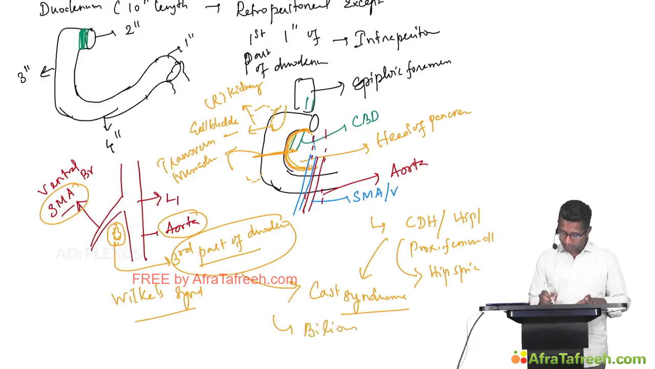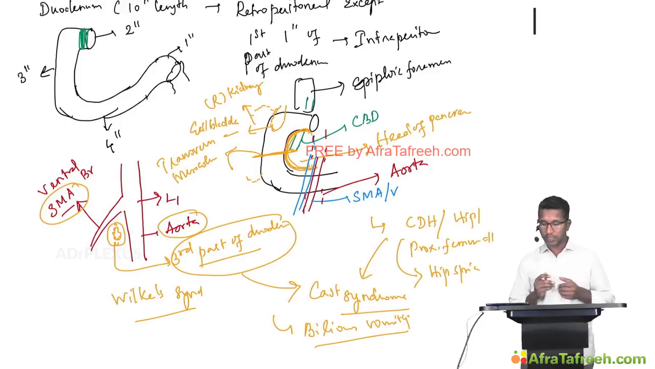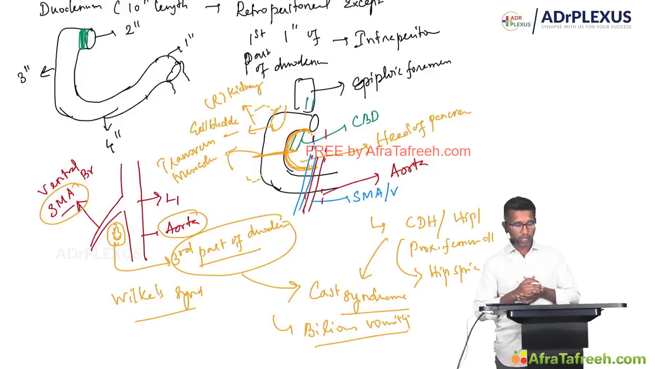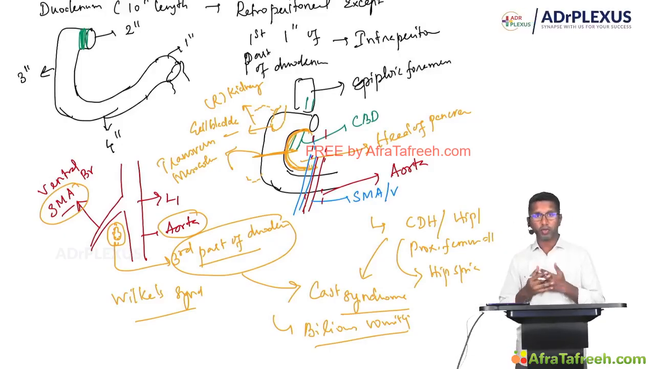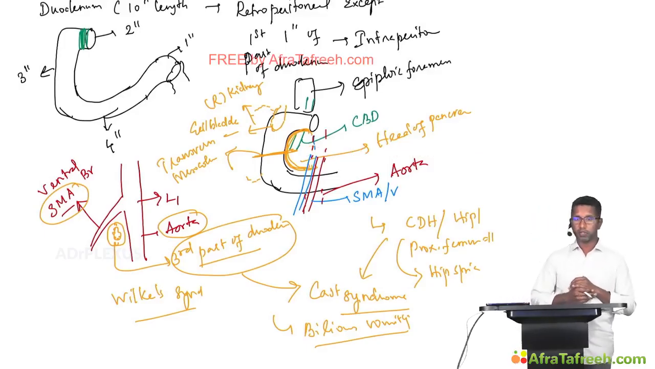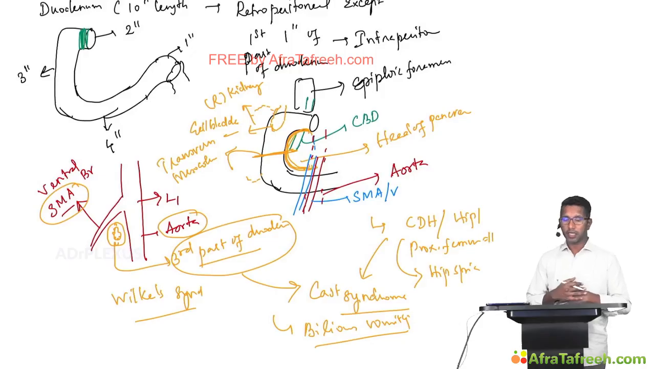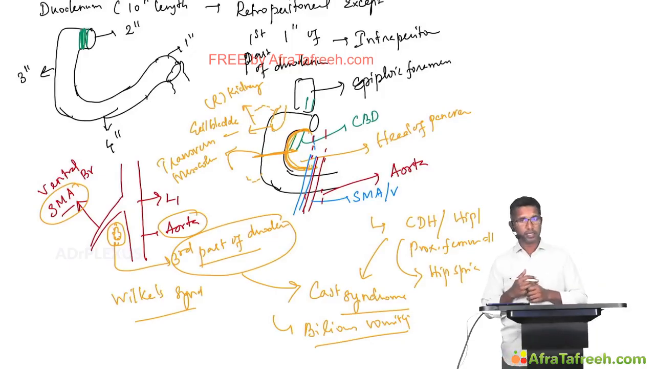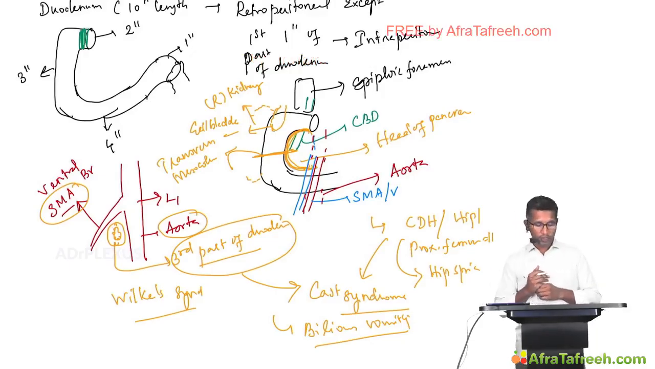Before, we saw one condition called congenital hypertrophic pyloric stenosis, where the child presented with non-bilious vomiting. But this child will present with bilious vomiting and severe abdominal pain. If a hip spica is applied tightly, it can result in this syndrome, which is called cast syndrome.